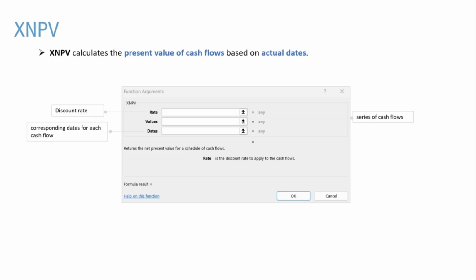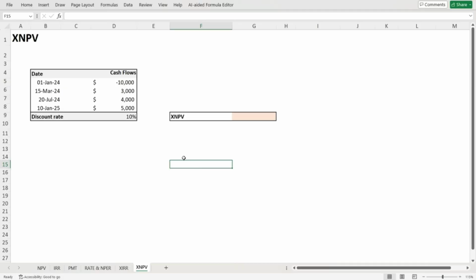XNPV needs three inputs. Rate is the discount rate or expected rate of return of the investor. Values is a series of cash flows, and dates is the corresponding dates for each cash flow. Let's look at an example to understand how XNPV works.